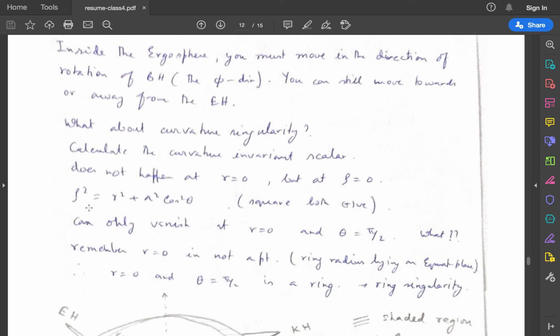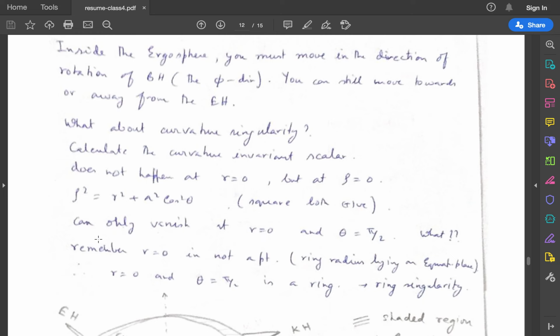And remember, rho square is nothing but r square plus a square cos square theta, which is a positive quantity. So this can only vanish at r equal to 0 and theta equal to pi by 2. Wow, what is this? What have we got into? So it vanishes not only at r equal to 0, but also at theta equal to pi by 2.